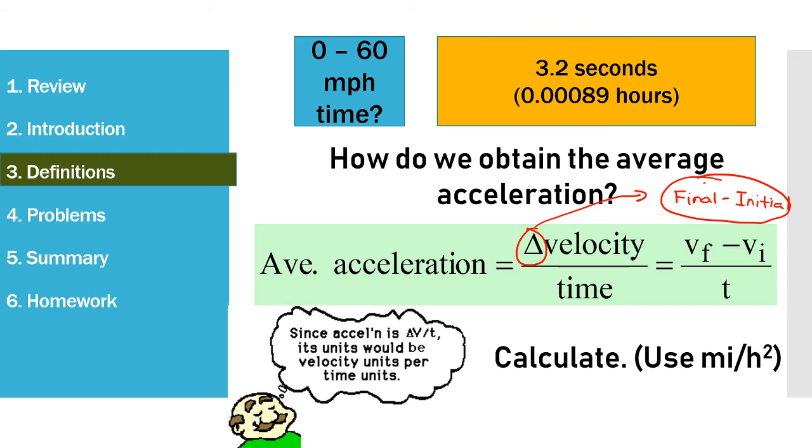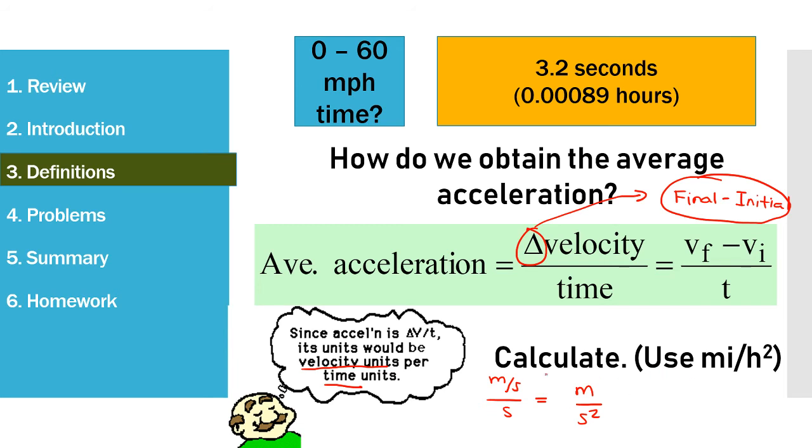And since acceleration is delta v over t, the units would be velocity units per time unit. So an example of a velocity unit is meters per second. An example of a time unit would be second. If you were to divide that, you would get meters per second squared. It's essentially meters per second per second.